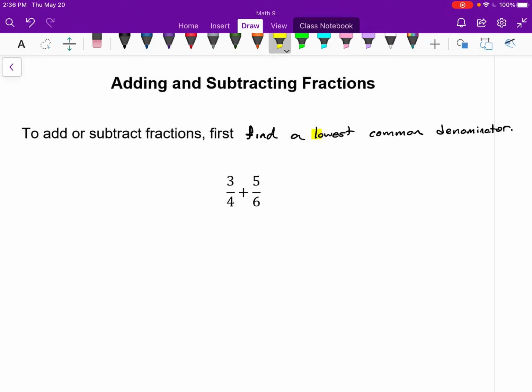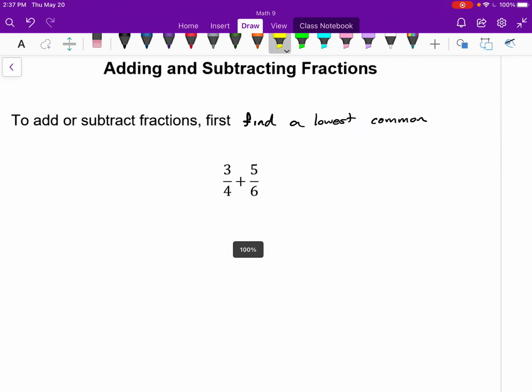And since lowest common denominator has a lot of syllables and we tend to get kind of lazy, sometimes we just say LCD, the lowest common denominator. If you already have a common denominator when you're adding or subtracting fractions, it's exceptionally quick. And the only time it's not so quick is when we don't have that lowest common denominator.